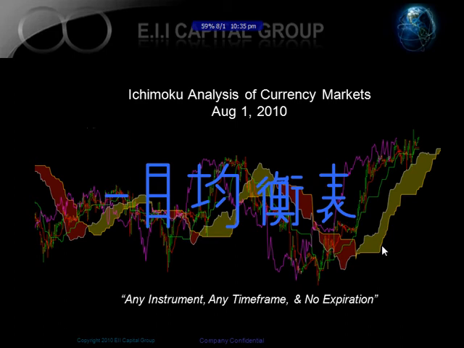Hello, this is Manish Patel from EII Capital. Today is August 1st, 2010. This is a weekly analysis for Ichimoku for the currency markets.